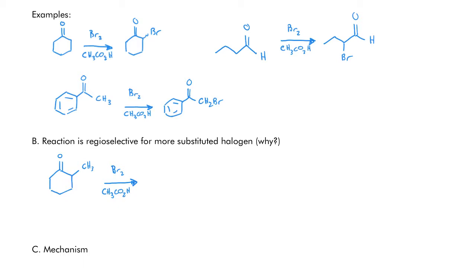So in this first example, you can see that I have an unsymmetrical substituted ketone. So I have a methyl on one side and just two hydrogen atoms on the other. So we have two different alpha positions, like an alpha 1 and an alpha 2. And the question is, well, which one would be halogenated? So let's see what the result is.